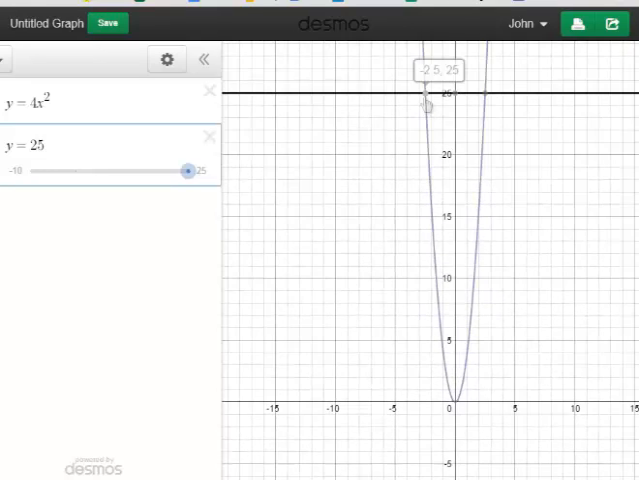Let me move that down. So where do they cross? They cross at negative 2.5 and 2.5, showing the symmetry of the solution I found earlier.